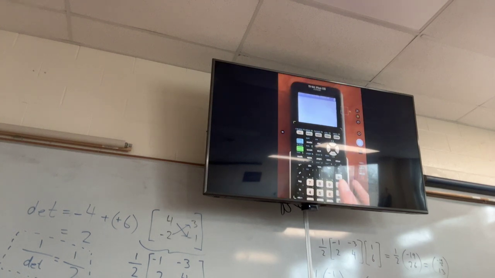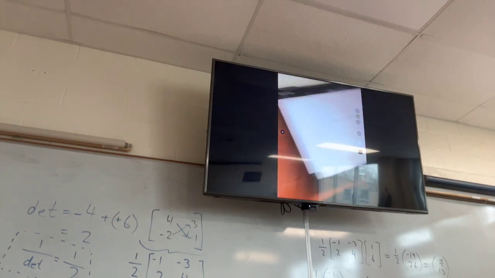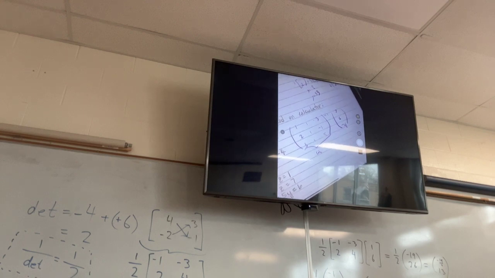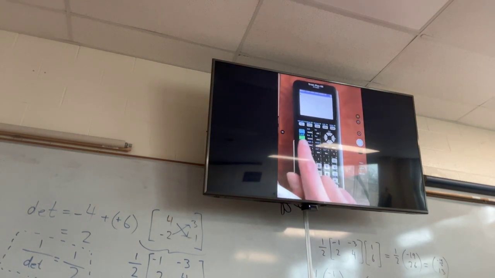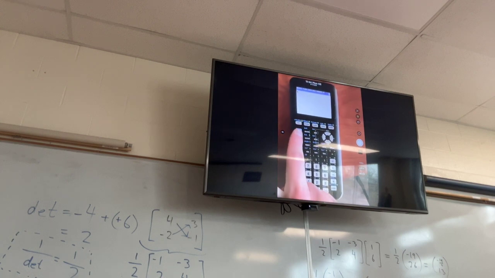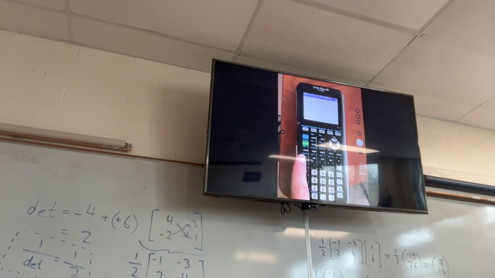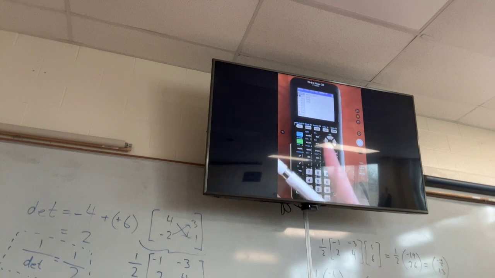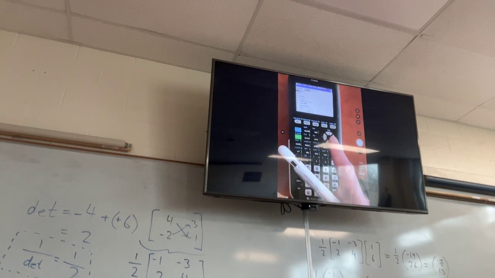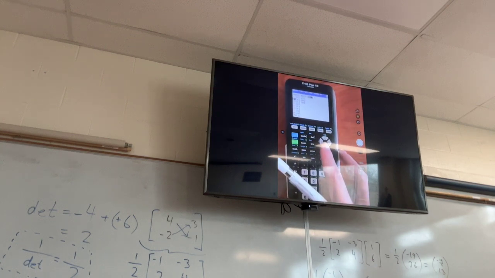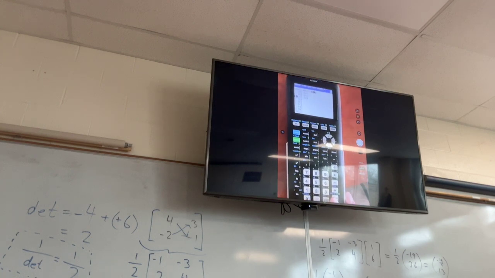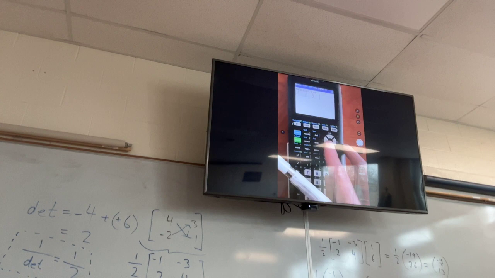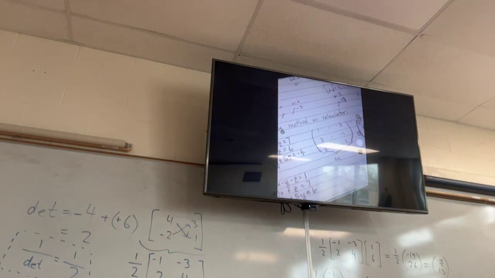All right, guys, here we go. So we're going to do that matrix times that column. I'm going to hit second matrix, go to edit. Use the right and left arrow keys to go over to edit. Let's just call it C. I'm going to select C, and change all of these entries to be what I have right here.